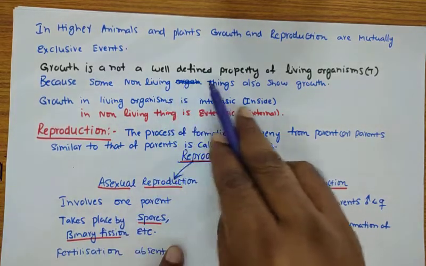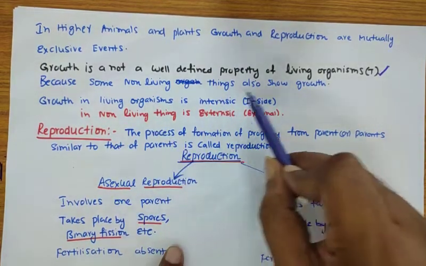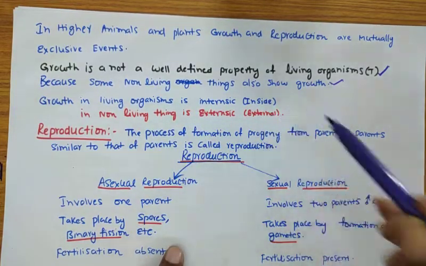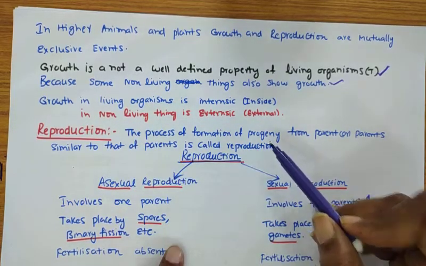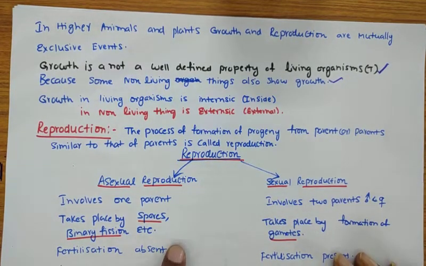But growth is not a well-defined property of living organisms. That statement is true, because some non-living things also show growth. Growth in living organisms is intrinsic, means inside, whereas in non-living things the growth is extrinsic. It means the growth is external. Now we are discussing reproduction.